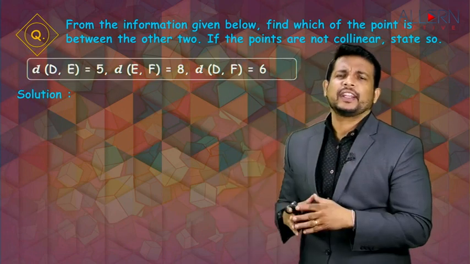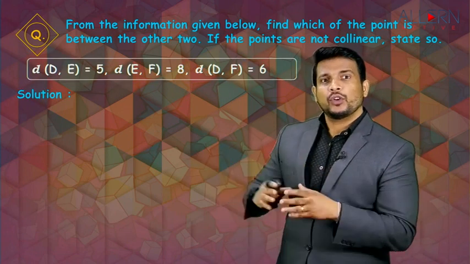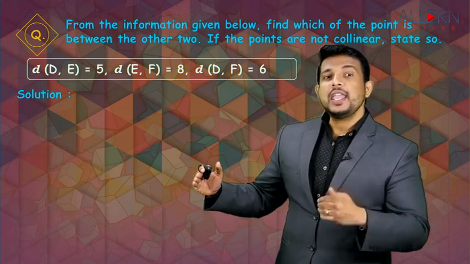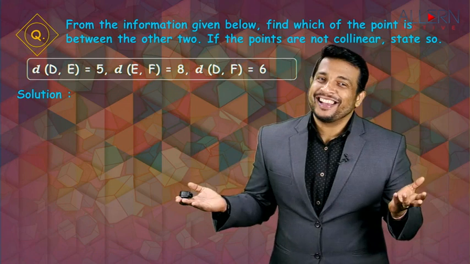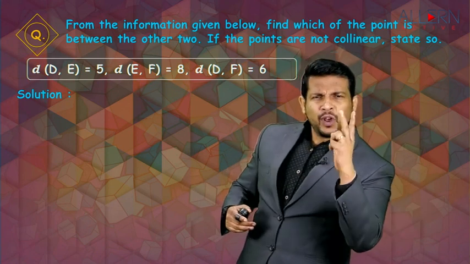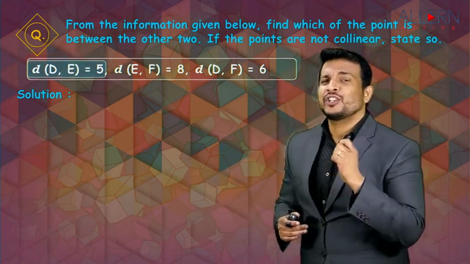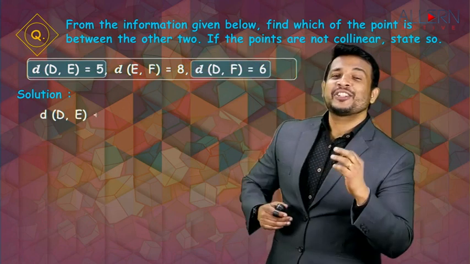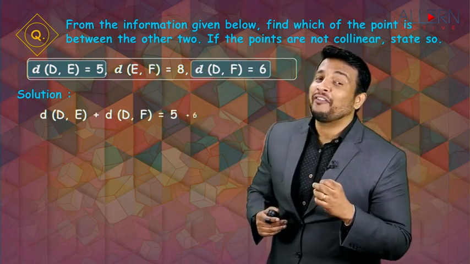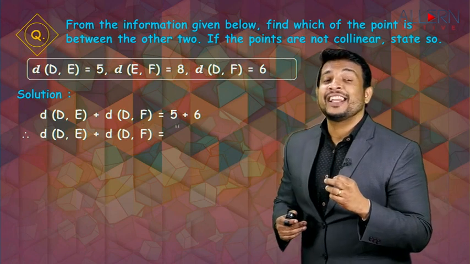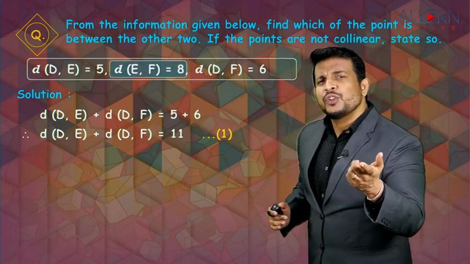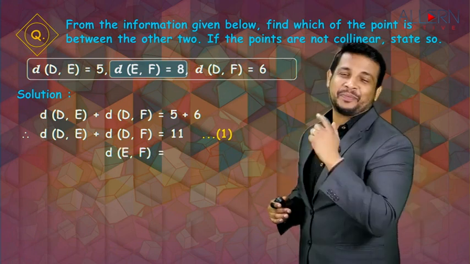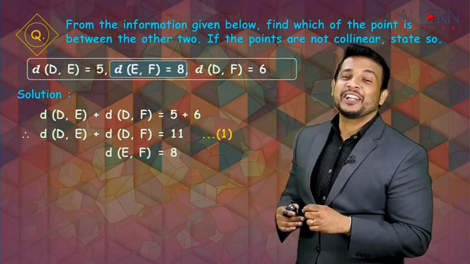Here again we have 3 distances. And what are the points we are talking about? The points are D, E and F. First, let's check whether these points are collinear. Let's do that. Pick up the 2 smaller ones, add them up. So what is that? Distance between D and E plus distance between D and F. That is nothing but 5 plus 6. How much is that? That is 11. And that's our result number 1. Now the longer distance, which one is that? 8. Write it here. And that's our result number 2.